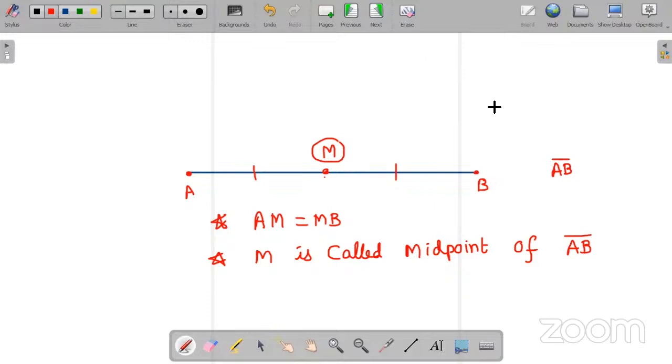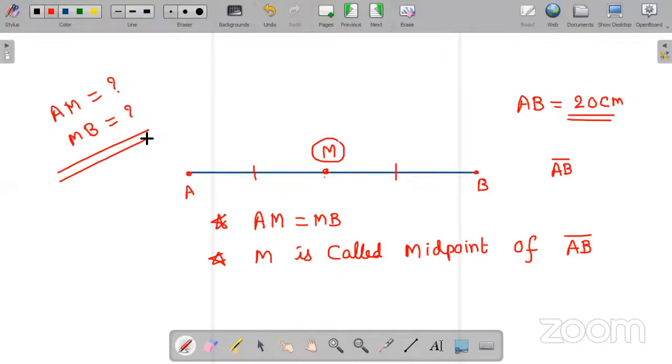For example, suppose AB is equal to 20 centimeters. The length of the line segment is 20 centimeters. M is the midpoint. Now tell me, what is the length of AM and what is the length of MB? Come on, tell me. Think about the answers for AM and MB.